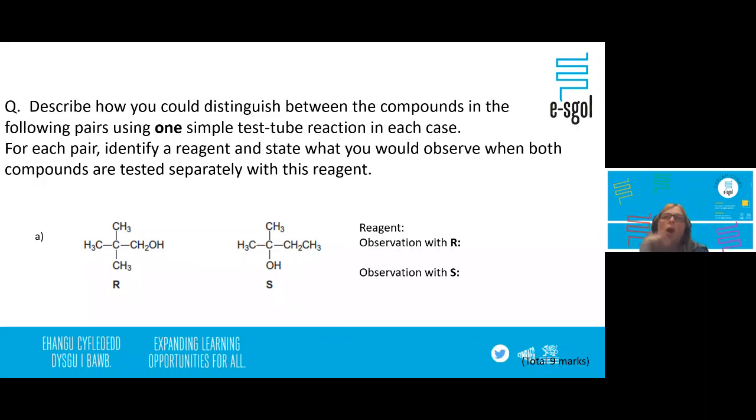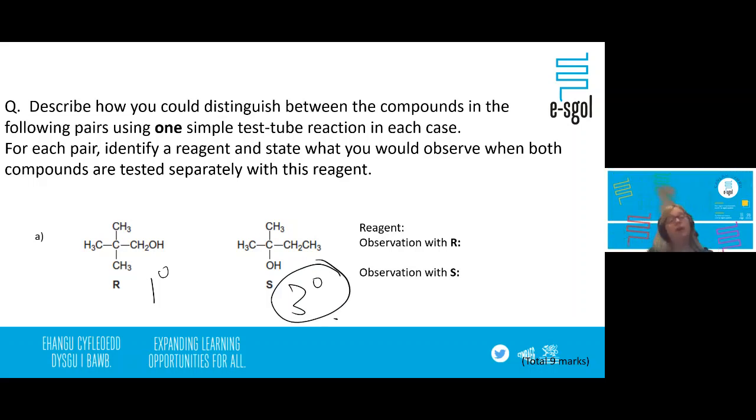Do I know of any test that can distinguish between them? The question might be better put as: will one of them do one of the reactions and the other one won't? Well, the reality is you can oxidize a primary as well as a secondary alcohol into a carbonyl, so an aldehyde or a ketone, but you can also further oxidize it into a carboxylic acid if it's primary. But the key thing to focus on here is that you can't do it for a tertiary.